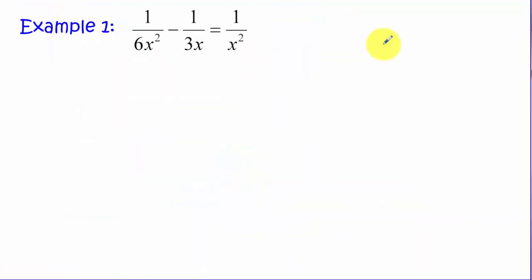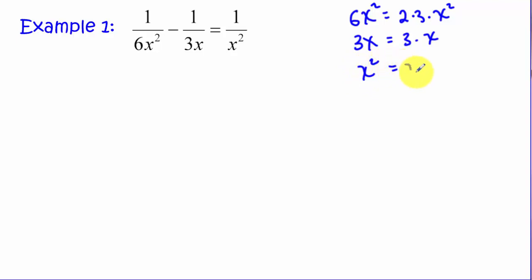So here's our first example. So we're going to factor the denominators. So if we factor 6x squared, 6 factors into 2 times 3, and then we have 2 x's. We have a 3x, which can't really be factored, and we have an x squared. So remember, our rule is to take each unique factor, so a 2, a 3, and then when we have x's, remember we take the highest power. So our LCD is 6x squared.